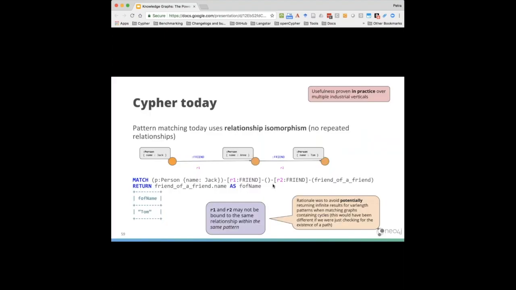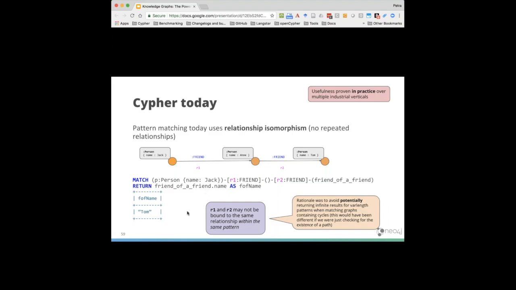Very briefly, for those of you who are familiar with Cypher today, we use something called relationship isomorphism. That's a horribly tongue-twisting term, meaning that no relationships are repeated in any one pattern. So this particular example is showing, for example, that when we navigate out from Jack, so we go to Anne, then we go to Tom, we will then not backtrack. So for example, R1 and R2 cannot bind to the same relationship within the same pattern. So essentially everything ends at Tom and only Tom is returned.